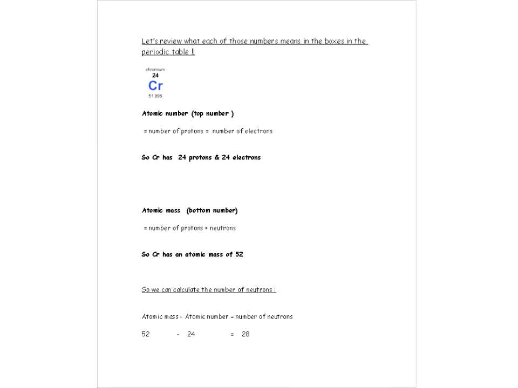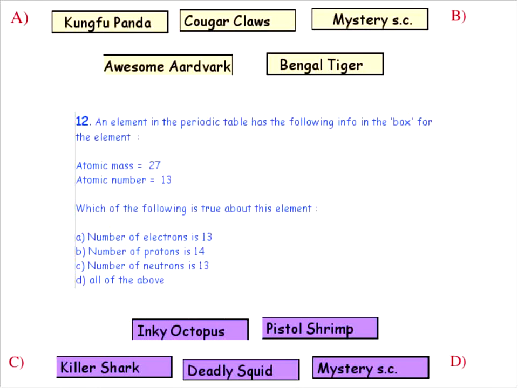If you look at the boxes in the periodic table, you guys remember what these numbers stand for here? We have this number here, which is the atomic number, and this number is the atomic mass. Okay, the atomic number stands for either the number of protons or electrons, and the atomic mass is the number of protons plus neutrons. Okay? So, with that in mind, let's check out the next question.